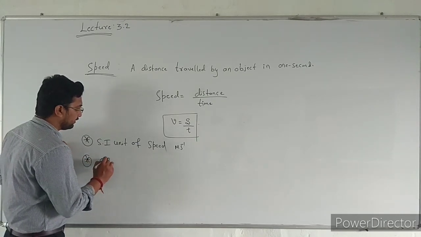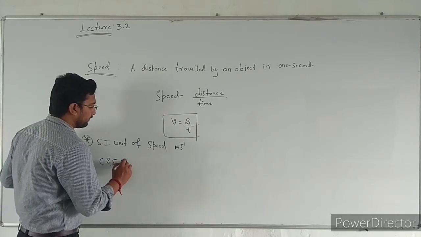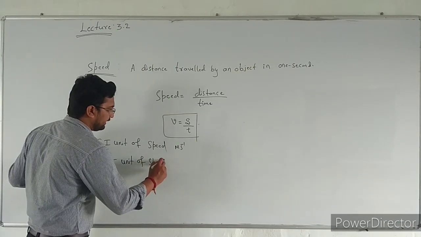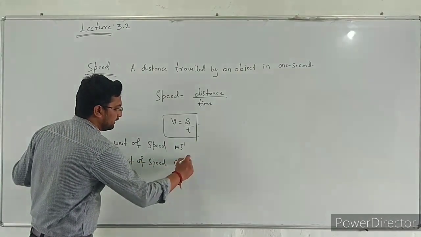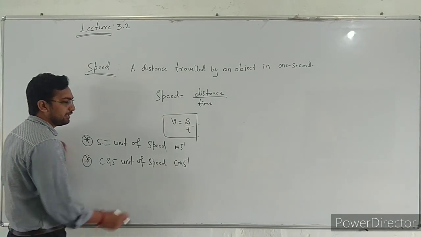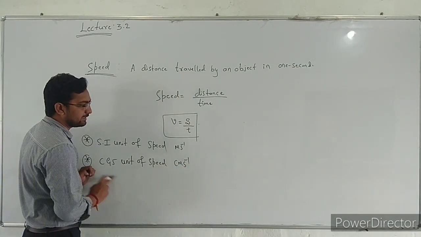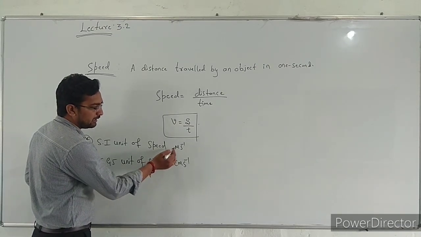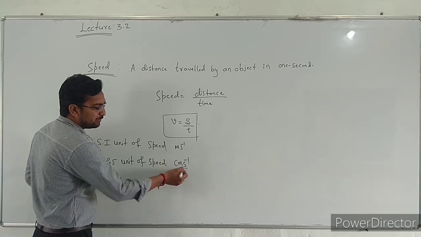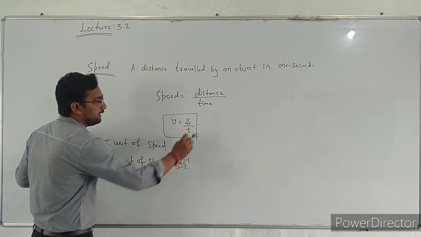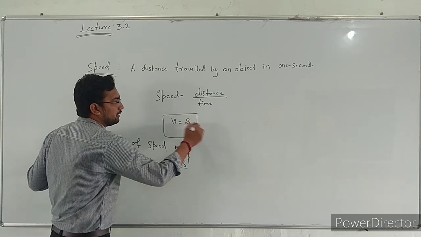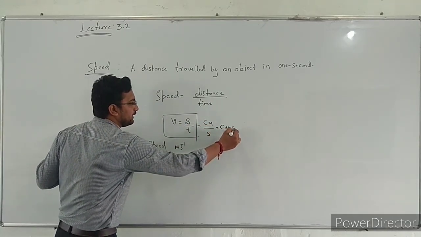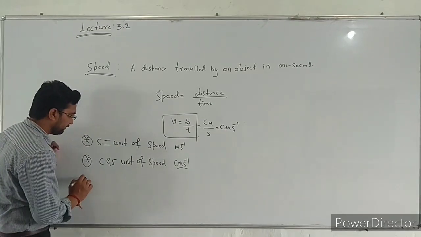CGS unit of speed. The CGS unit of speed is centimeter per second, because in the CGS system length is measured in centimeters and time is measured in seconds. So the CGS unit is centimeter per second.